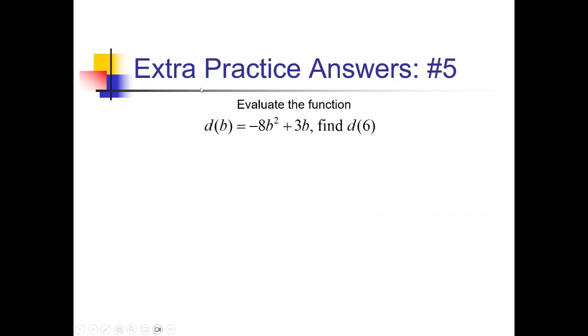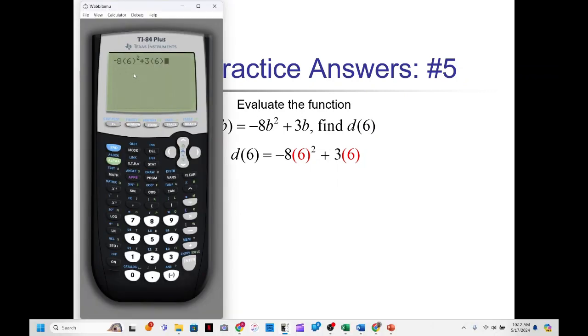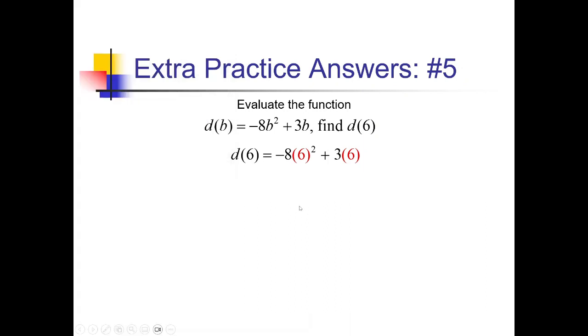For number 5, I've got d of b equals negative 8b squared plus 3b, and I'm trying to find d of 6. So plugging 6 in for all these b's. So I have negative 8 times 6 squared plus 3 times 6. And I'm just going to plug all this into the calculator. I probably could do it by hand, but there's some exponents going on and some big multiplication, so let's go calculator. So here's what I've entered into the calculator, and if I press enter, that all comes out to negative 270.